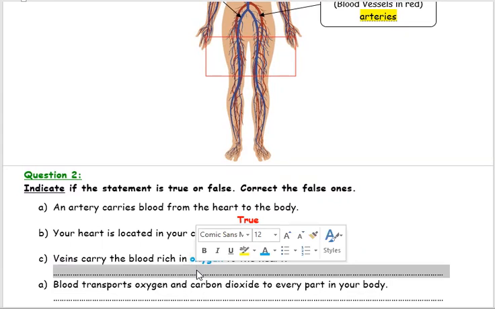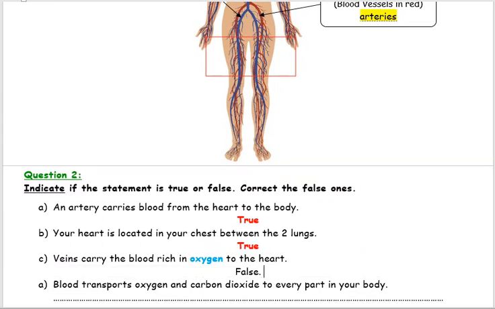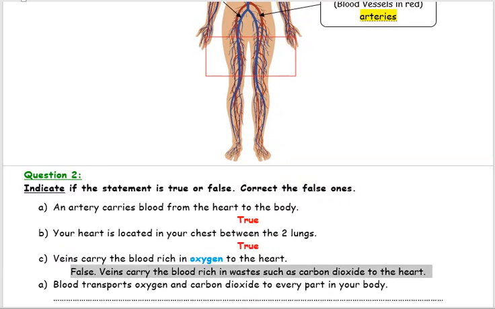So this is false. And our veins carry the blood, the dirty blood, which is rich in wastes, I will add such as carbon dioxide, to where? To the heart. So this statement is not correct.